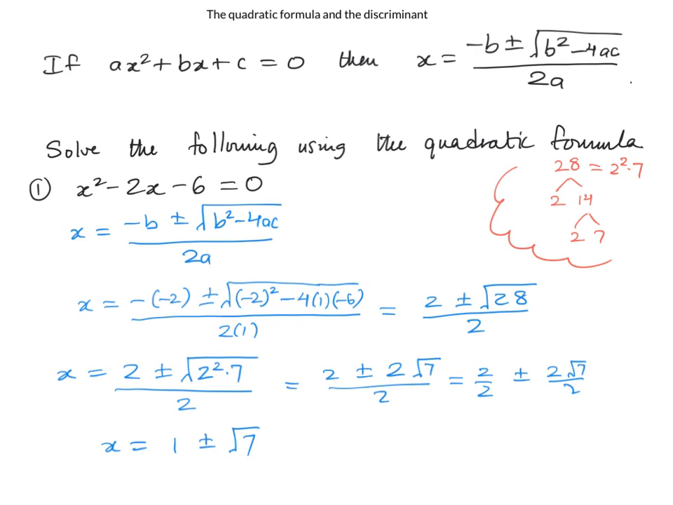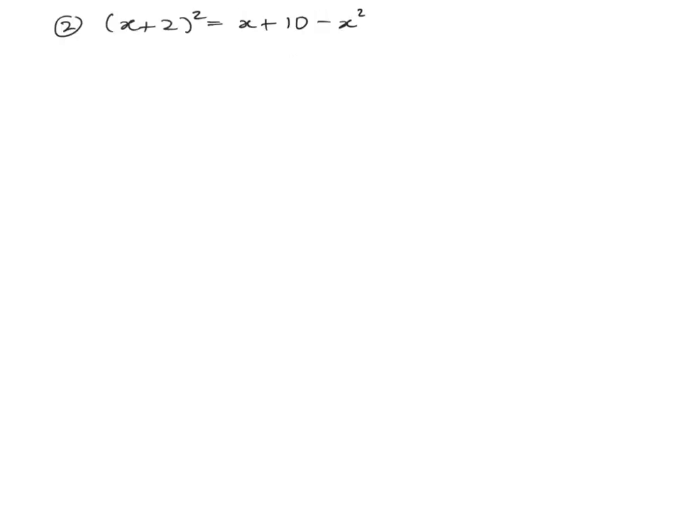Now, of course, don't forget that it really means x equals 1 plus square root 7, and also x equals 1 minus square root 7. But it is acceptable to leave the answer that way. All right, so now we're going to solve this equation, again, using the quadratic formula.